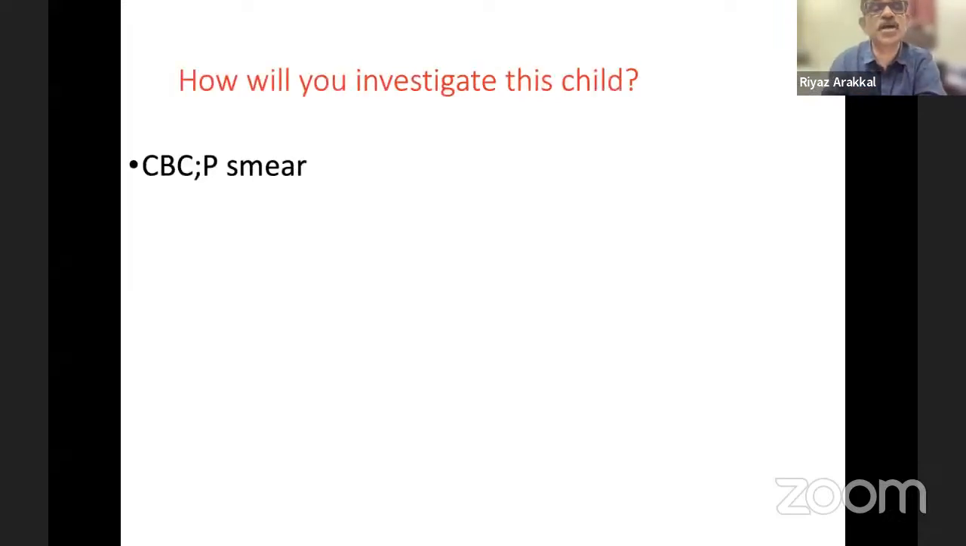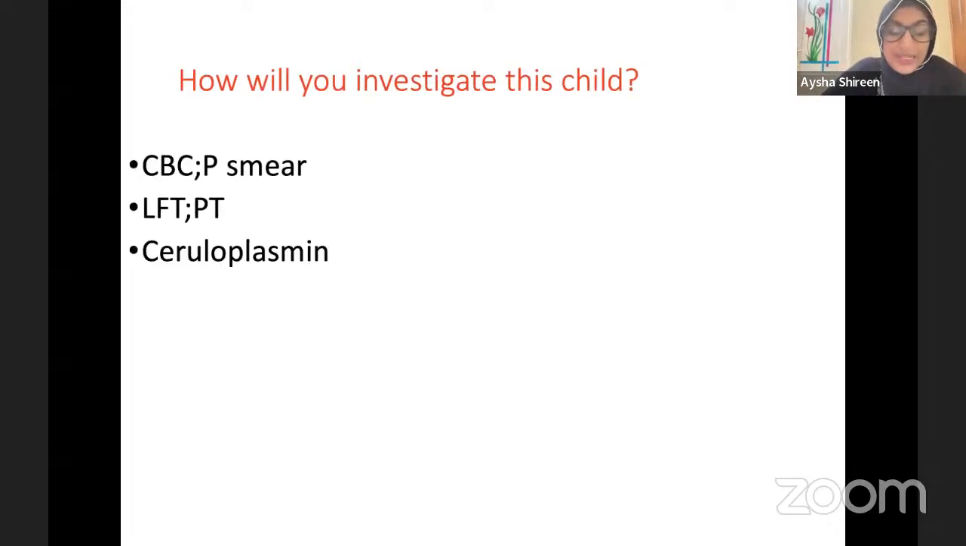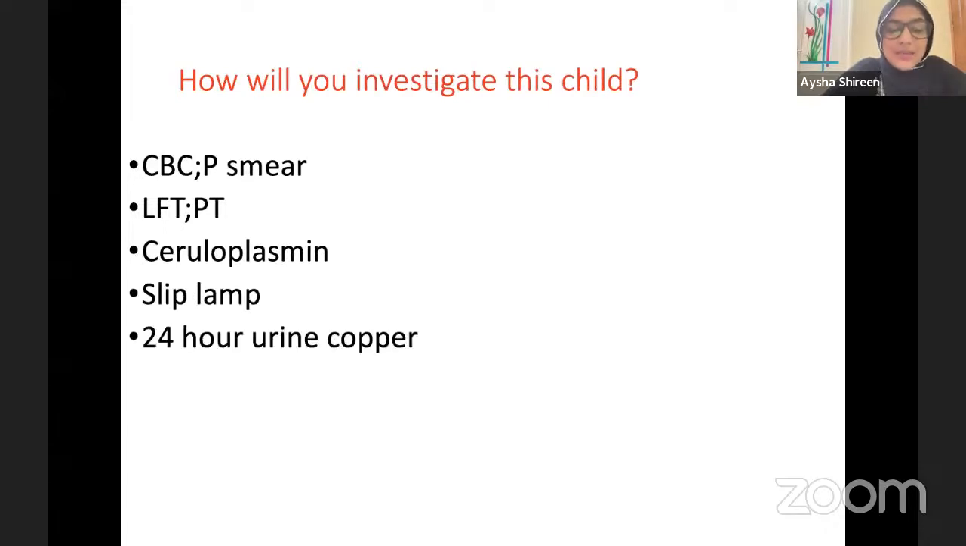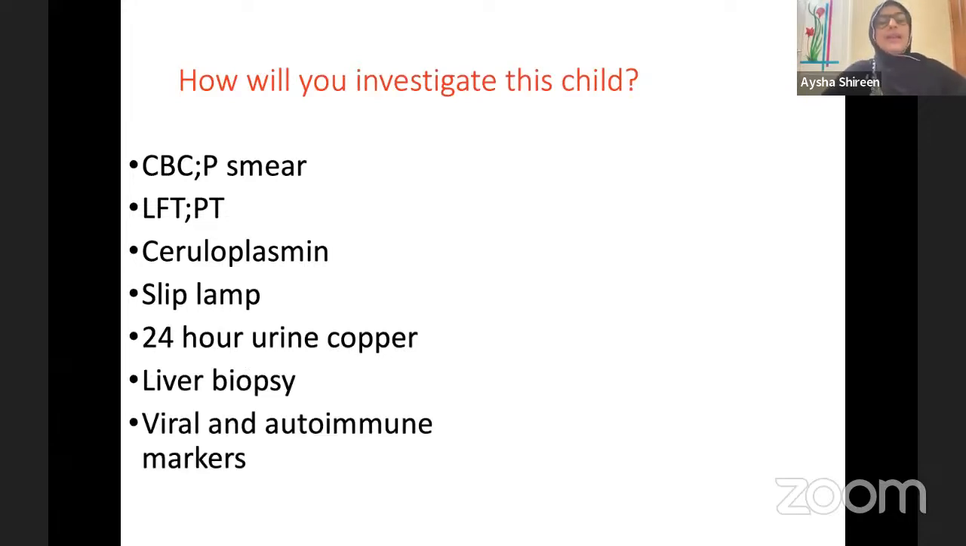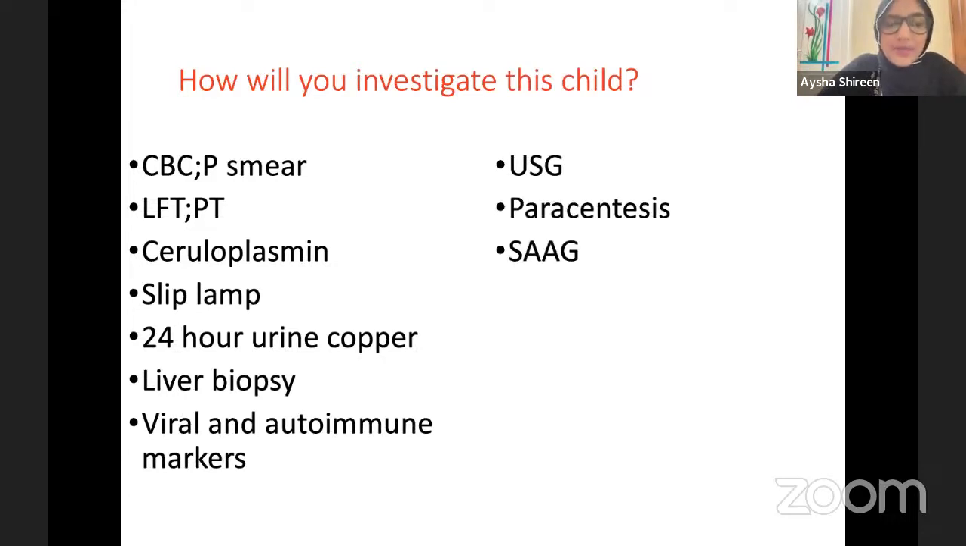Okay. So how will you investigate this child? You can start with CBC, complete blood count, peripheral smear, liver function test, PT-INR, serum ceruloplasmin, and slit lamp examination. And we can do the 24-hour urine copper estimation and liver biopsy, viral and autoimmune markers to rule out autoimmune hepatitis, ultrasound abdomen, and paracentesis of the ascitic fluid and calculating the serum ascitic albumin gradient.